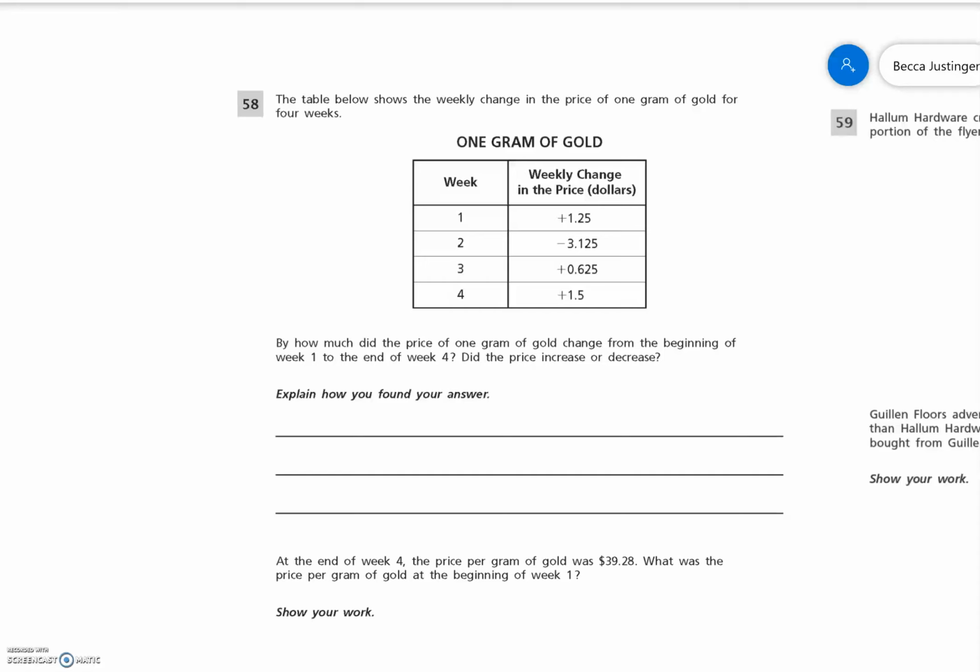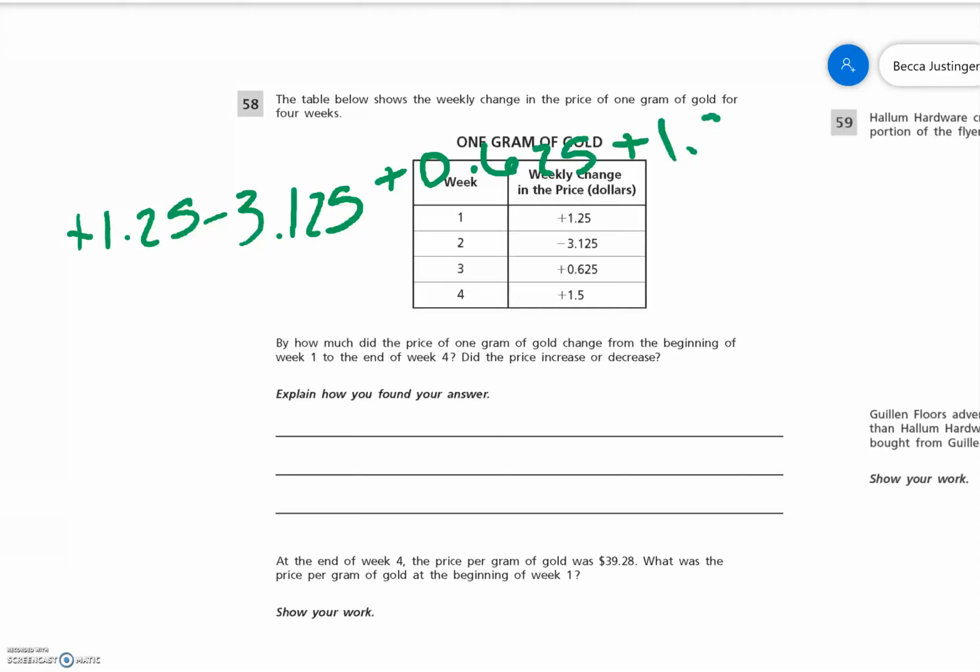So number 58, the table below shows the weekly change in the price of 1 gram of gold for 4 weeks. By how much did the price of 1 gram of gold change from the beginning of week 1 to the end of week 4? Did the price increase or decrease? So it went up 1.25, then down 3.125, then up 0.625, then up 1.5. So let's do that math. 1.25 minus 3.125 plus 0.625 plus 1.5. So over the whole time, it was plus 0.25. So the price increased.